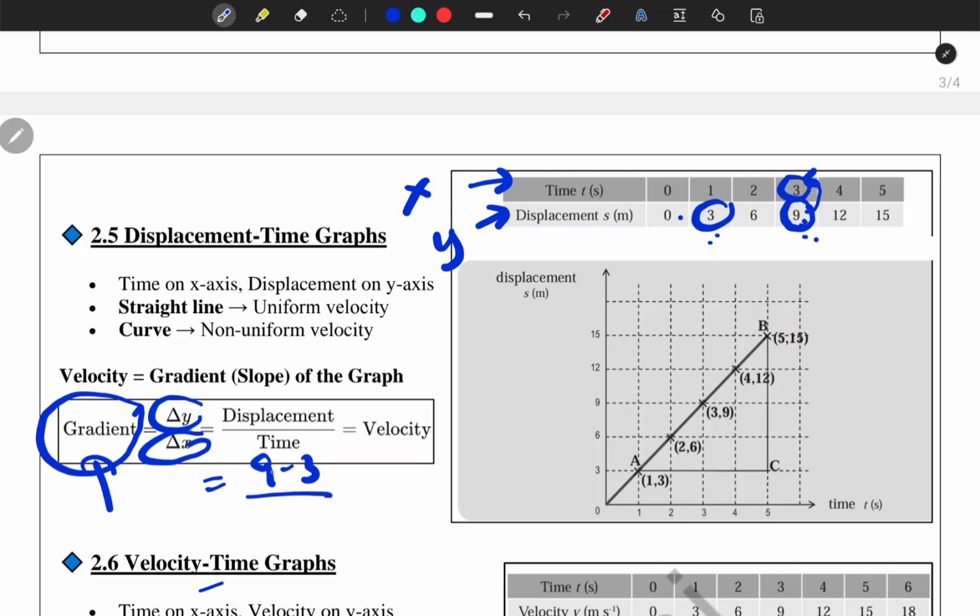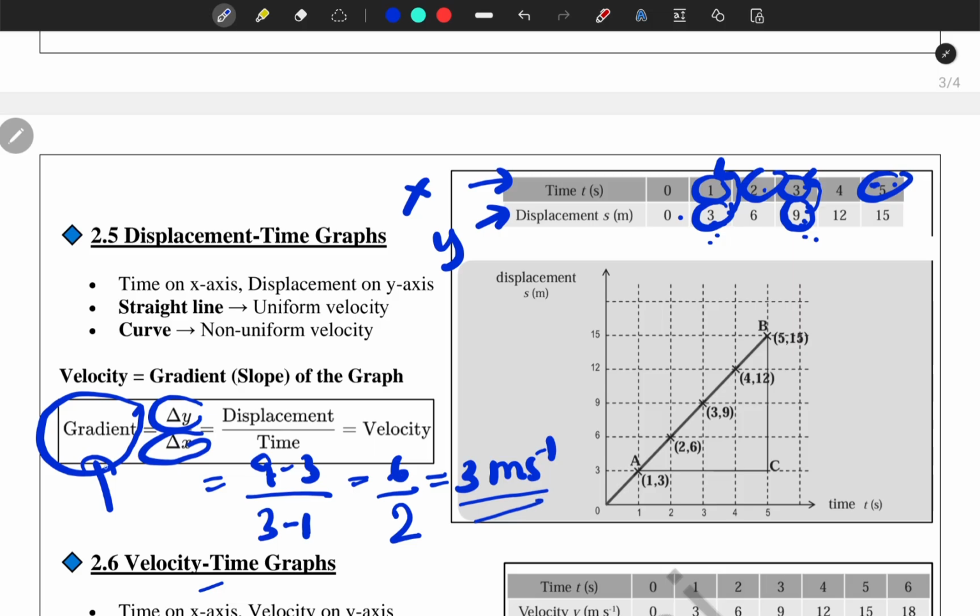If you take 9, what is the corresponding x value? 3, right? So 3 minus, if you take 3 in displacement, what is the corresponding x value? That is 1, right? So you have to use 1. You can't interchange, like taking 5, 3, whatever is in the upper one and putting it in here. So 9 minus 3 is 6. 3 minus 1 is 2. The answer is 3 meters per second, right? Because the gradient of this displacement time graph is giving velocity.